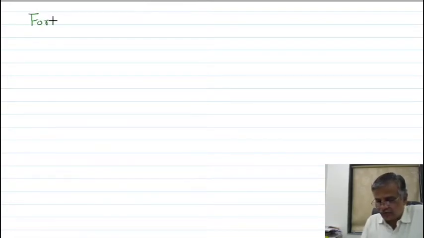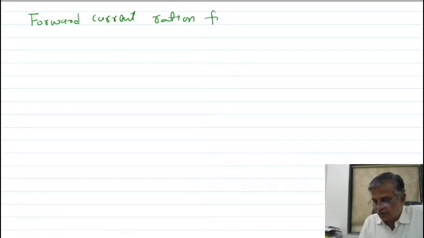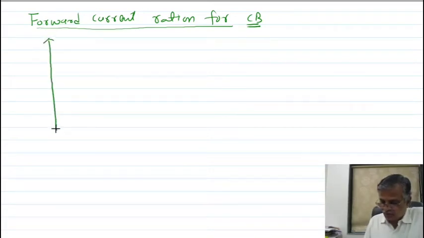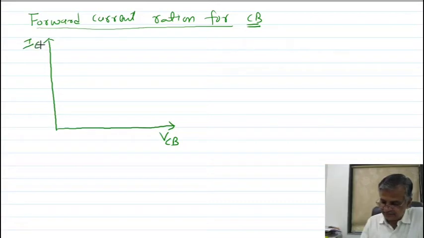Forward current ratio for common base configuration. This is the title of the topic. The output characteristics of a common base configuration are shown in the figure.